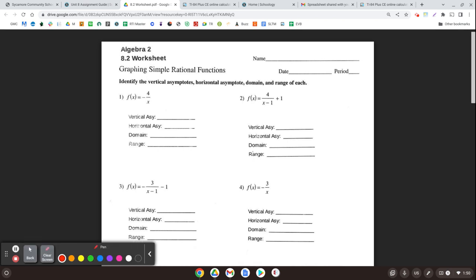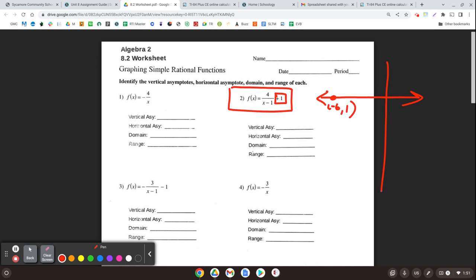Okay? So I'm gonna walk through this one because it has everything we need. Where is the horizontal asymptote? That's this number right here. Okay, that number right there. And since it's horizontal, on this might be -6, 1, and this would be -5, 1, -4, 1, 0, 1, 1, 1. So the horizontal asymptote is y equals 1, that number right there.